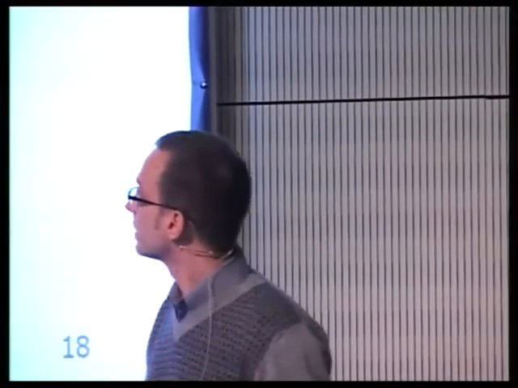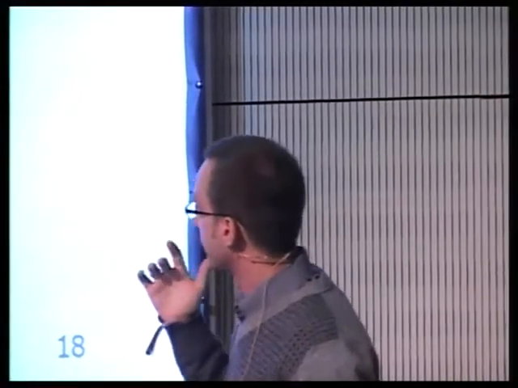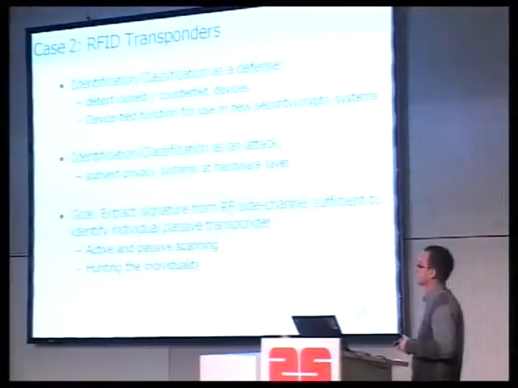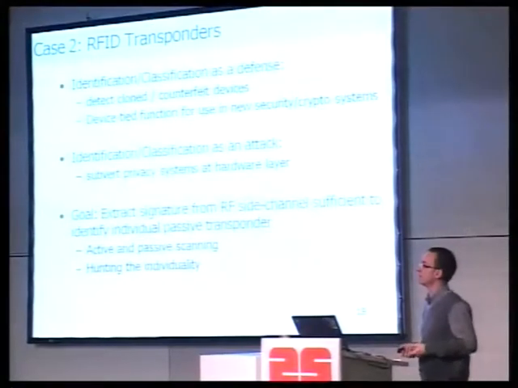What was the motivation of this? If we're able to do some identification or classification, we will probably be able to detect cloned or counterfeit devices. And if we can build signatures, we can complement existing security mechanisms for authentication, for example. And of course, on the attack side, we can subvert privacy systems at the hardware level.